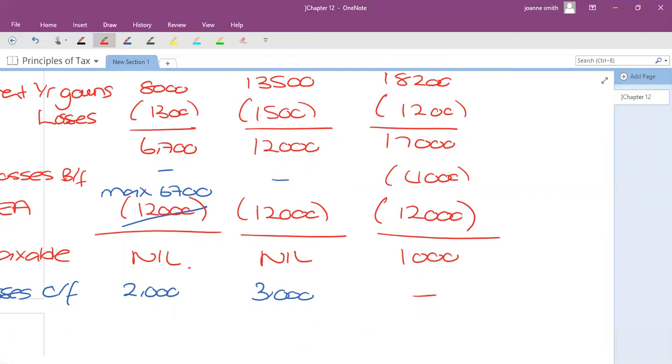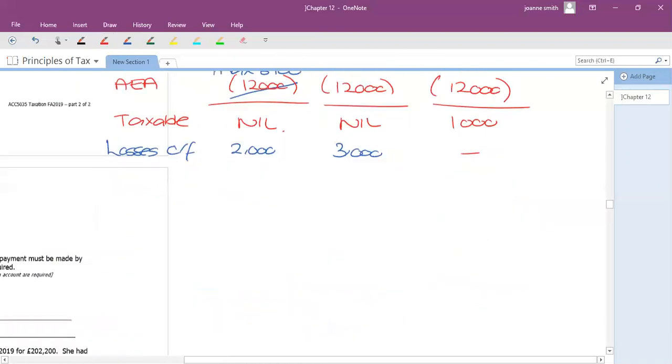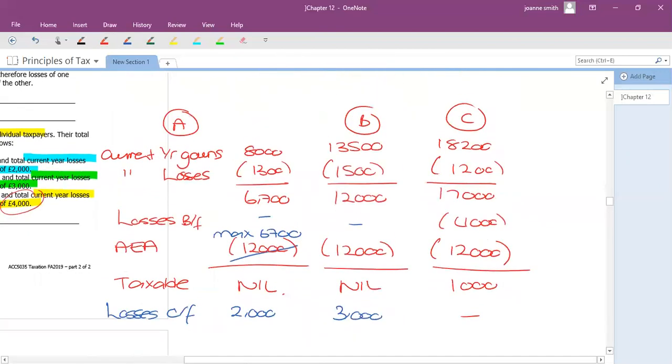So the key thing with this situation is that you cannot do anything about the losses for the current year. They have to be netted off against the gain. So I couldn't ignore that 1,300. I've got to net that off against the gain because it's happened this year. But when I've got brought forward losses, that's where I've got the choice, where it is better to use the annual exemption first, and then only if something's still taxable to use those losses brought forward.